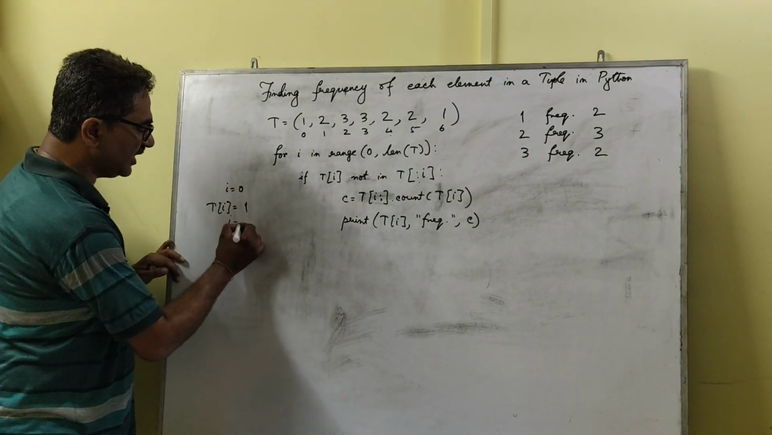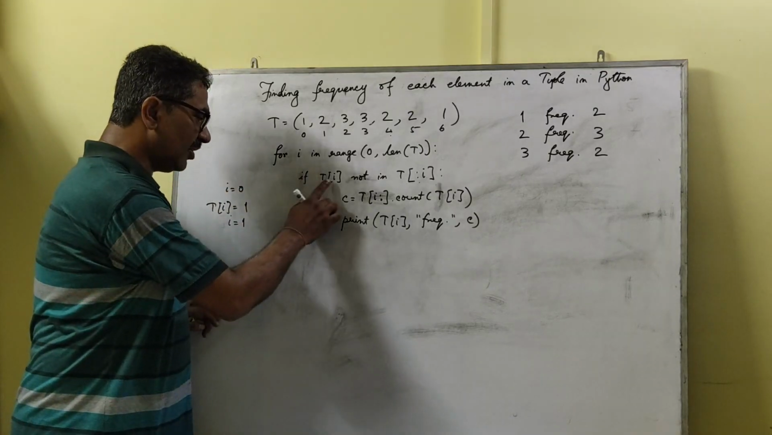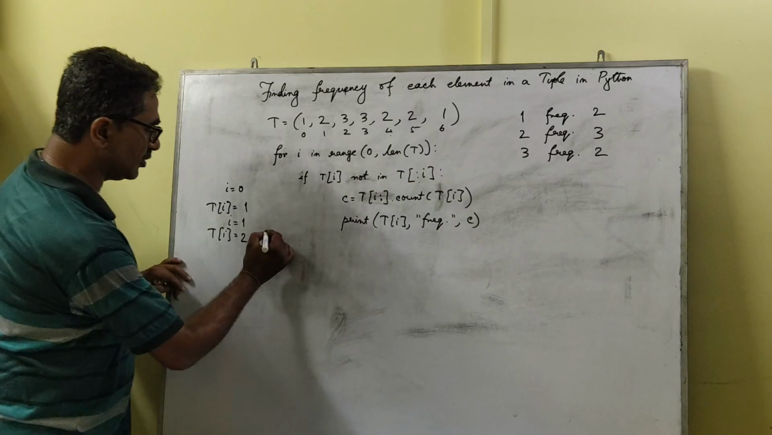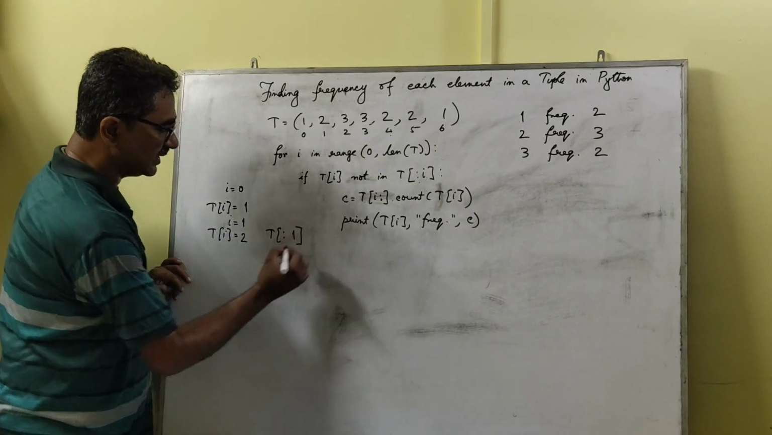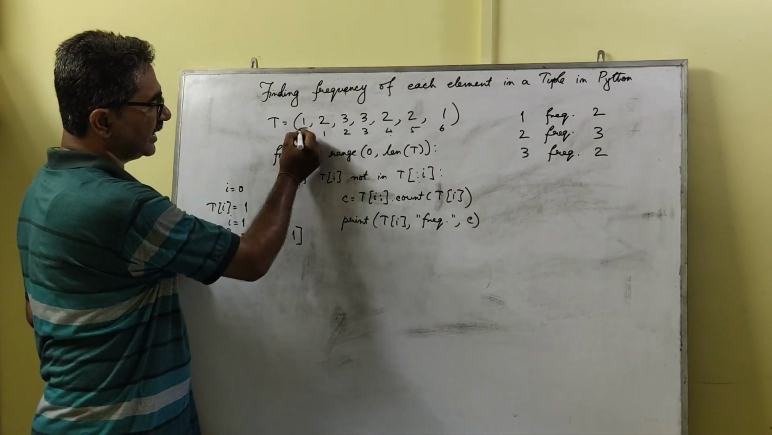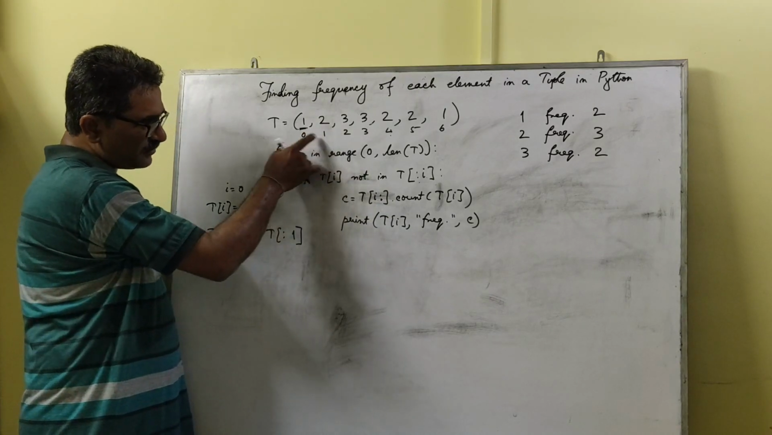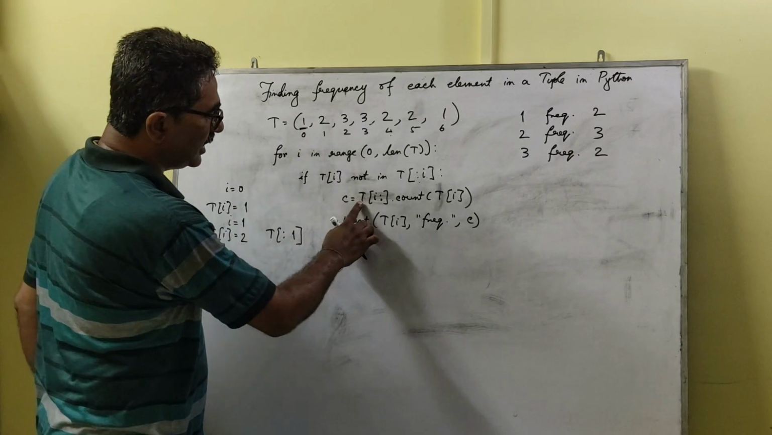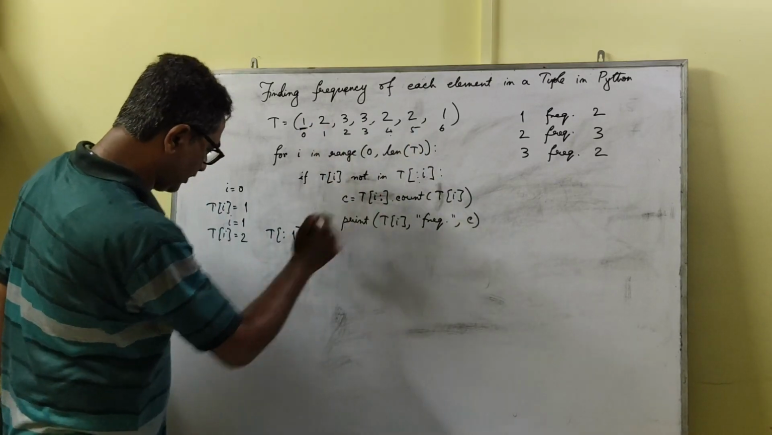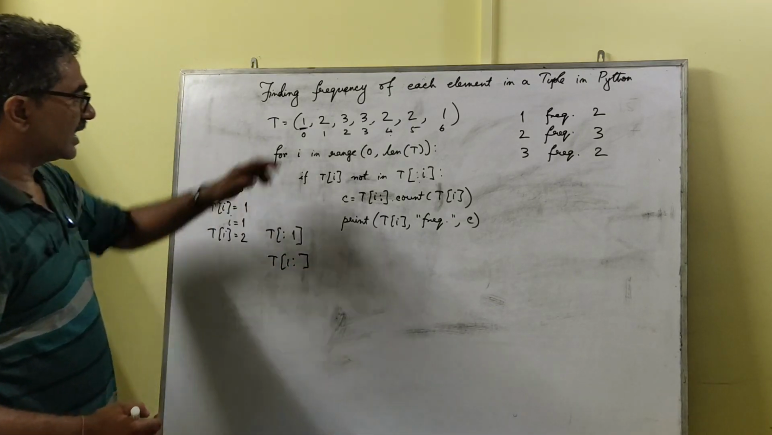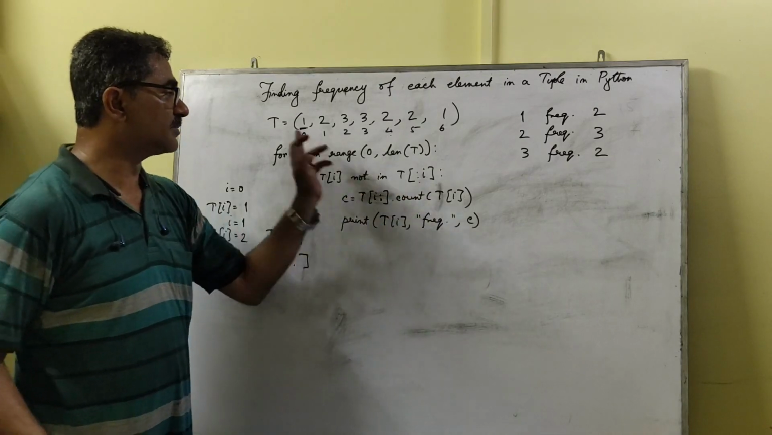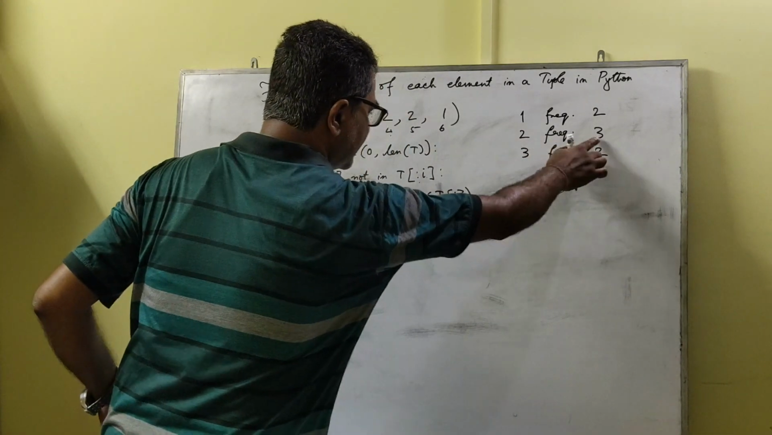Now, what is the next value of i? i will be 1. What is t of i this time? T of i is 2. If it is not in t colon i, what is t colon i? That is t colon 1, all the elements inside the tuple present before the index 1. Is the element 2 present before this index? Obviously not. So c equals, among the elements after this index, t of 1 colon, from 1 till the last index 6, I am counting how many times 2 is present. 2 is present thrice. So it's going to print 2, frequency 3.